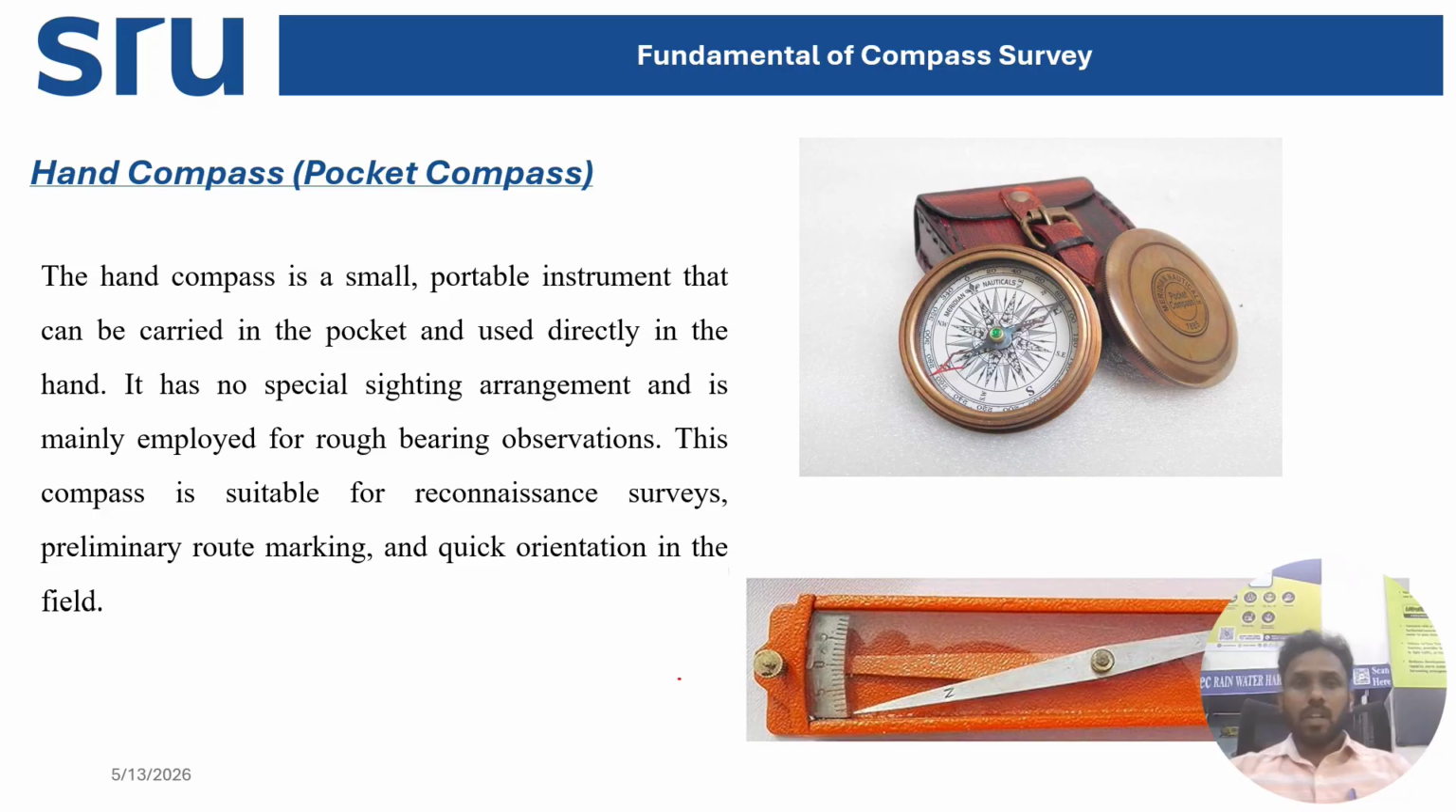Now, hand compass or pocket compass. So that is the handheld compass. So this is a box type compass. As I said, this box type compass is used only in your line tabling, right? And this is a handy compass, which is used widely for your directions.